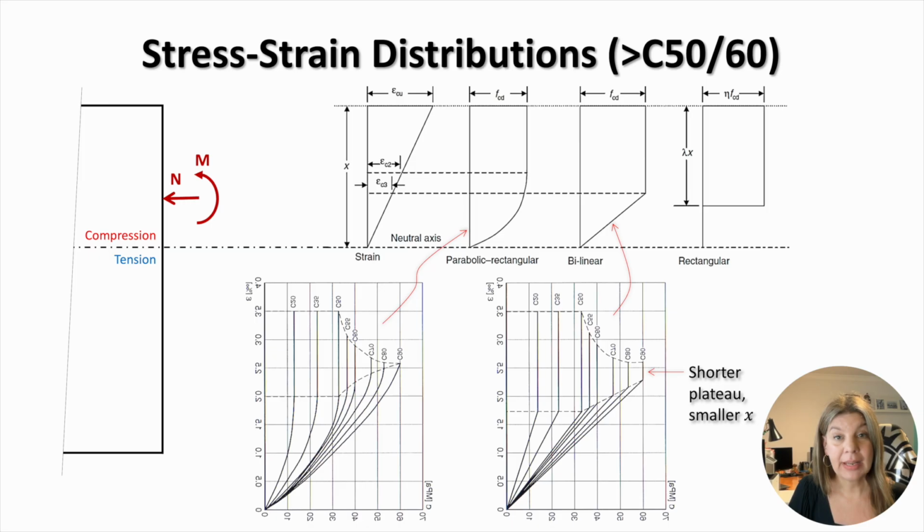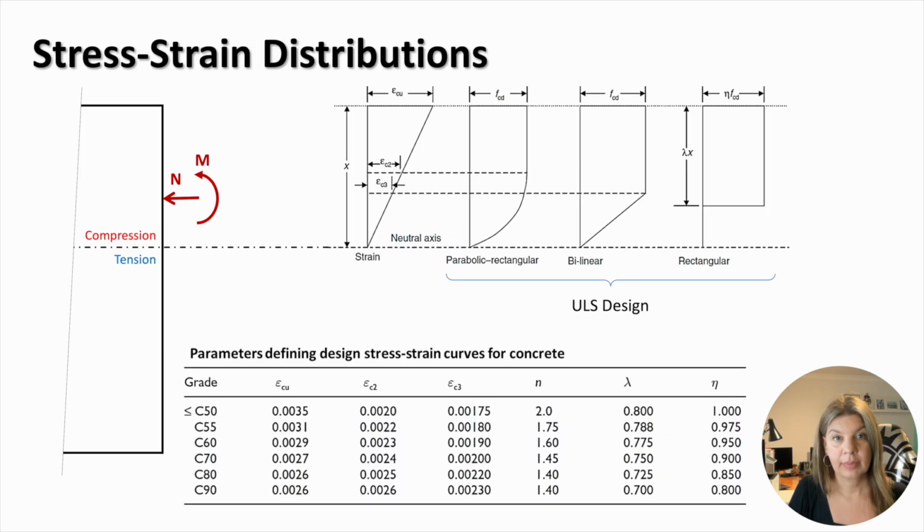Following the same manipulations with the parabolic rectangular and bilinear diagrams, we find that the distributions of compressive stresses in high-strength concrete sections will be shorter, and therefore the depth of the compression zone will be smaller. These parabolic rectangular, bilinear and rectangular stress distributions are used in the design for the ultimate limit state. The stress distribution used in the design for serviceability limit state is linear, similar to the strain distribution shown here.